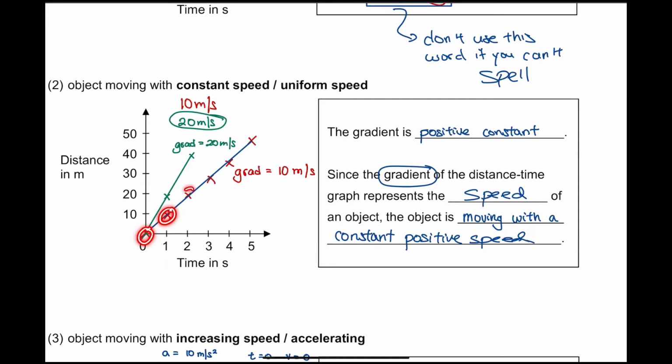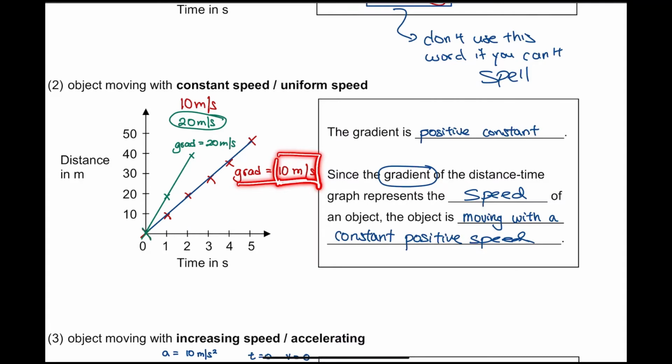After 2 seconds, I will have moved another 10 meters, which brings me up to the 20 meter mark. And then it keeps increasing at 10 meters per second. So therefore, the gradient down here, this 10 meters per second, gives you the speed at which the object is moving.